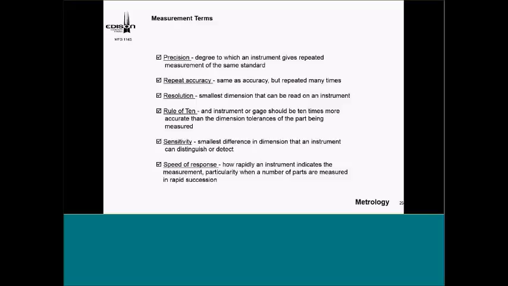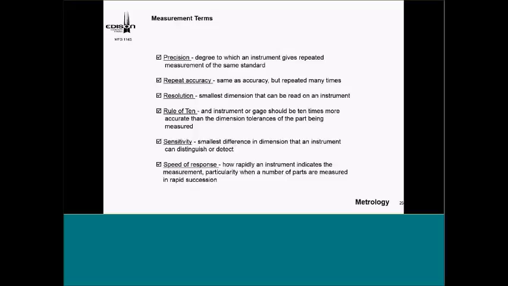Okay. And again, what's precision? I'm going to show you some of the lab that I do here in a moment, but that's the degree to which the instrument repeats measurements of the same standard. I also use the closeness or compactness of the readings, repeated accuracy, resolution, rule of 10. In other words, your instrument or gauge should be 10 times more accurate than the dimension of the tolerances of the part being measured.